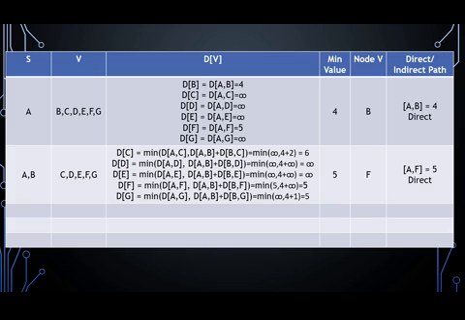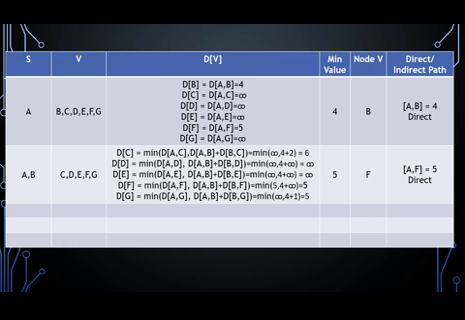Then D of D, minimum of value from the previous step, infinity, minimum from the previous step, 4, and distance from the new source, B to D. So BD is infinity. So the value will be minimum of infinity comma 4 plus infinity. 4 plus infinity is also infinity. When you compare infinity with infinity, infinity is only minimum.